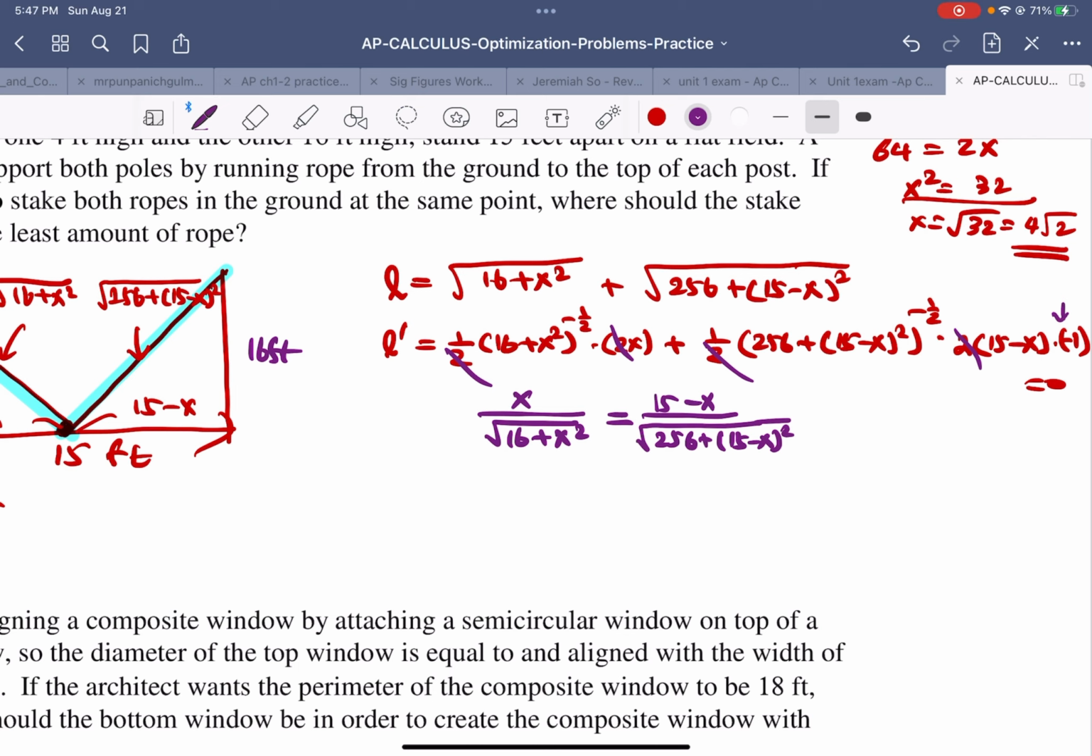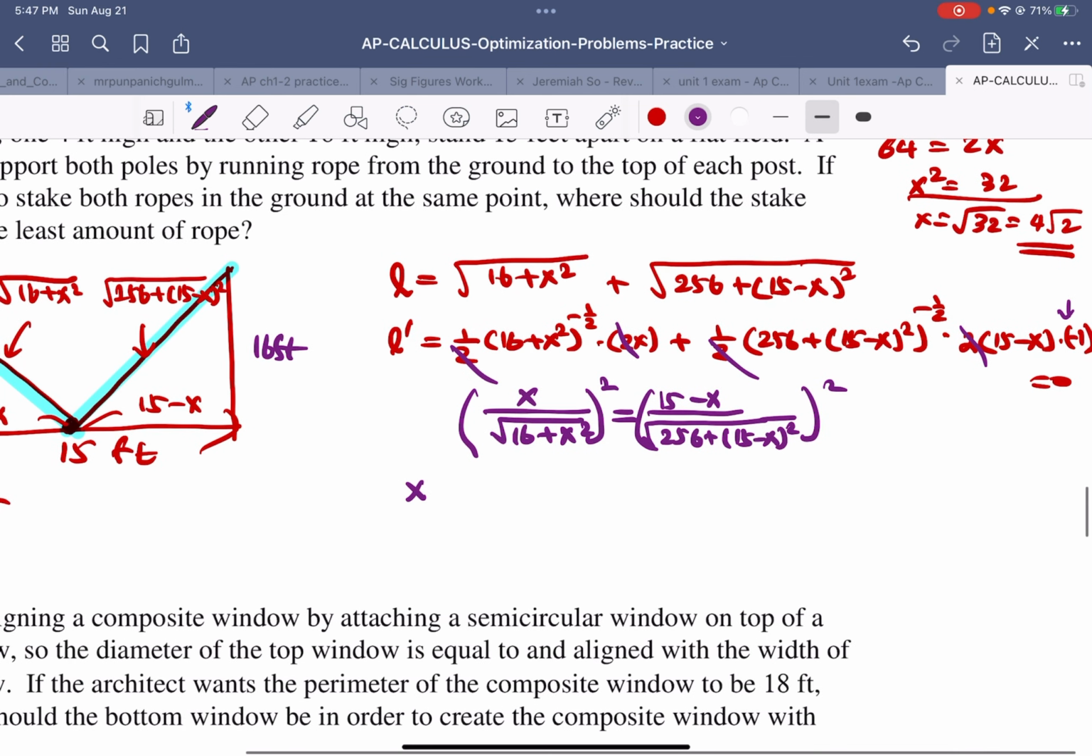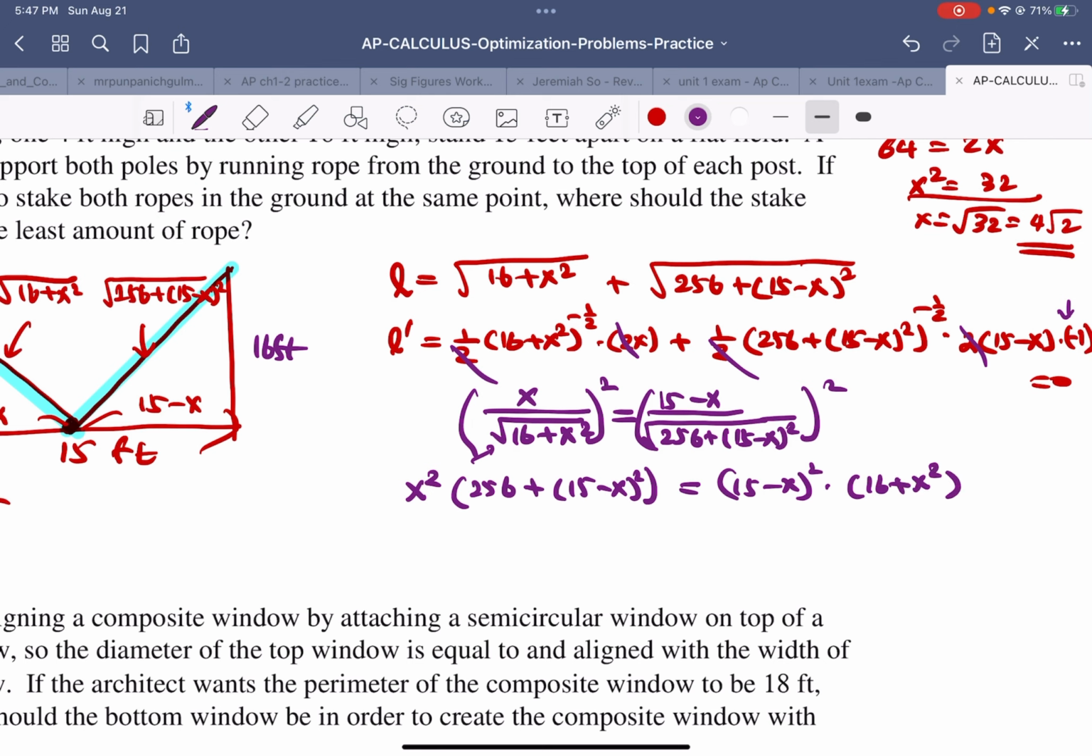That equals 0 means you can say just equal, like that, to solve for x. Now, next step, let's square both sides to take out the square root sign. And then cross multiply. So that means x squared times (256 plus 15 minus x squared) equals, when you square it, (15 minus x) squared times 16 plus x squared, like that.